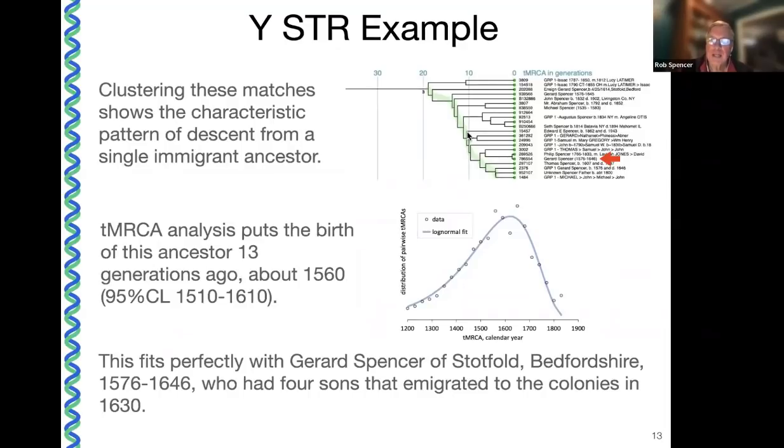We can go further and analyze. I won't go into all the math. I like that stuff. But we can do an analysis of the time to that common ancestor, TMRCA, time to most recent common ancestor. And we can say that person was born around 1560. And we can put error bars on it. And this is a curve showing you there's theory and curve fit. And it's actually very, very good for this kind of data now.